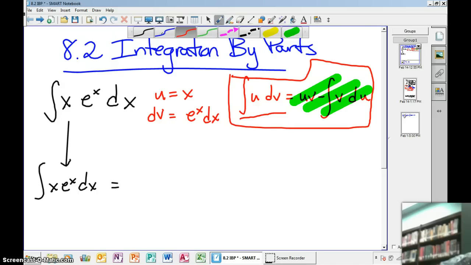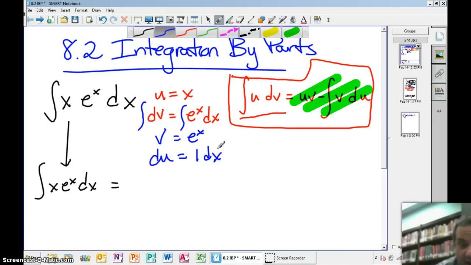So now if I wanted to get v, I integrate both sides. That's the first thing you're going to have to do: when you get dv, you integrate both sides, but it turns out nicely that v is e to the x also. Du turns out to be the derivative of u, which is just 1 dx. So here's the deal. The two things in red I pulled out of this. I said u is x, then I took the derivative to get 1 dx, and then I took this as dv, and then I took the integral to get v. Okay?